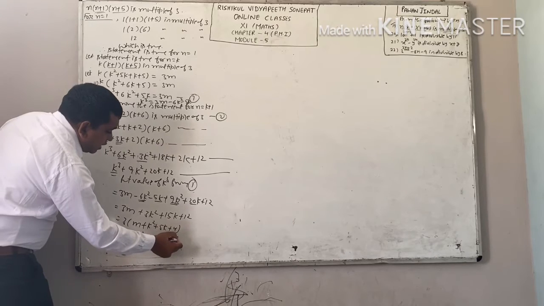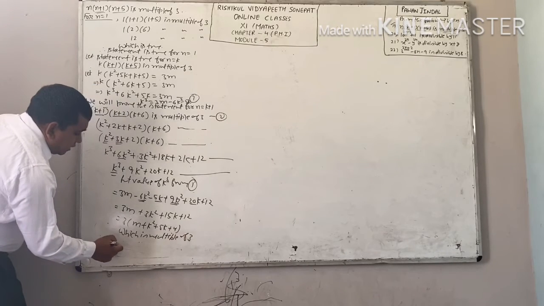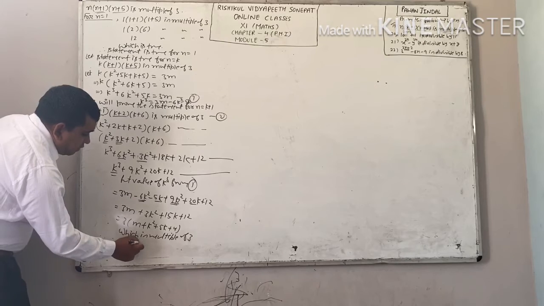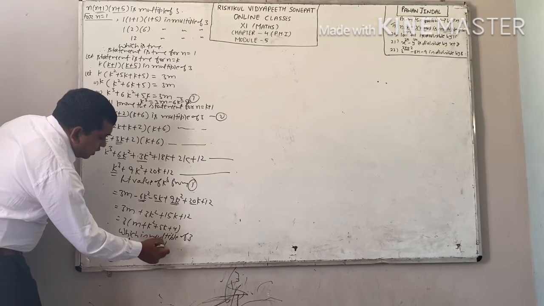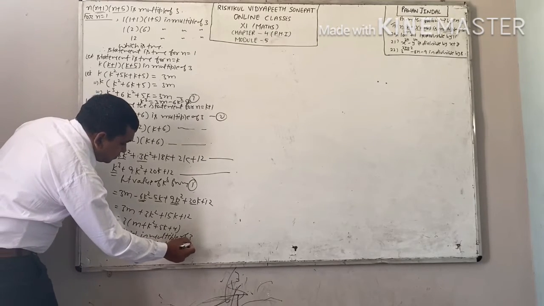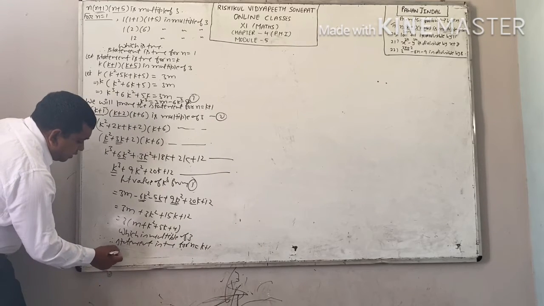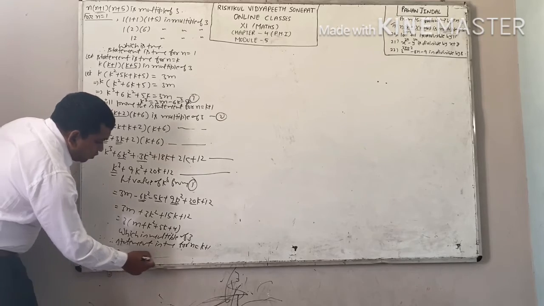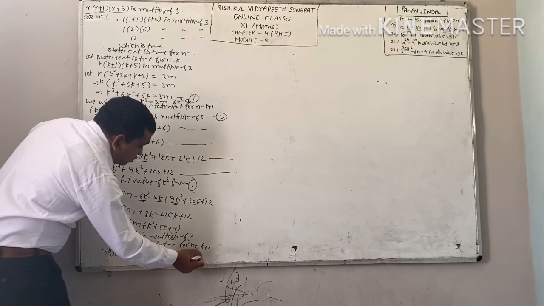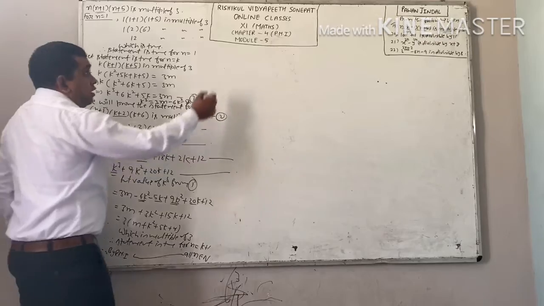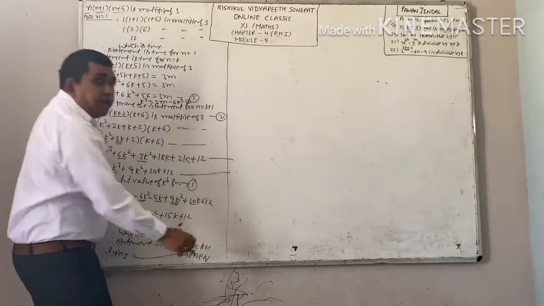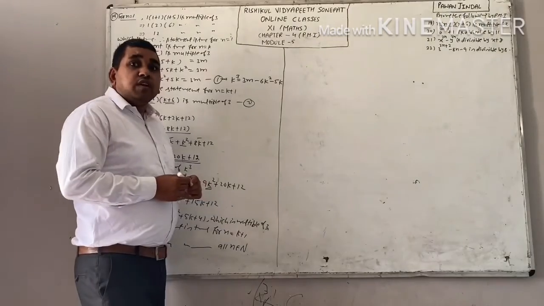Therefore, you can say statement is true for n equal to k plus 1. And last step, therefore by PMI, statement is true for all n belongs to natural number. Right? Now move to next question.